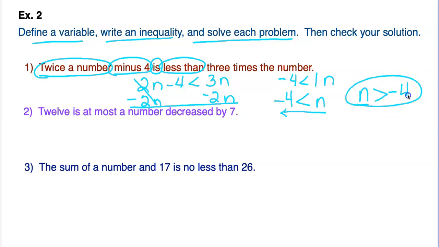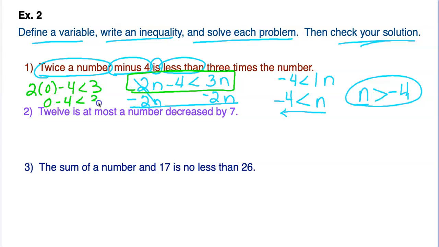We don't have to graph this one, but I do want to do a mental check. If I think of anything greater than negative 4, like 0 is greater than negative 4, I could throw 0 back in this original part of my inequality. If I throw 0 in for n, it's going to look like this. So that's 0 minus 4 less than 3. So it's really negative 4 is less than 3, and that is true. So that does check out. So don't forget to do the check on those. I'm not going to do the check on the rest of these. I just wanted to show you an example.